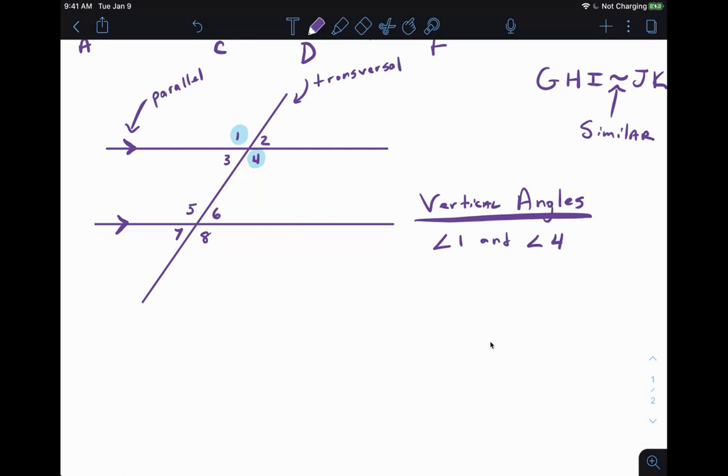Now, I've sometimes heard these called bow tie angles before. I never really got this analogy. I guess it kind of looks like a bow tie. They're literally across from each other. I don't know, but I've heard that before.